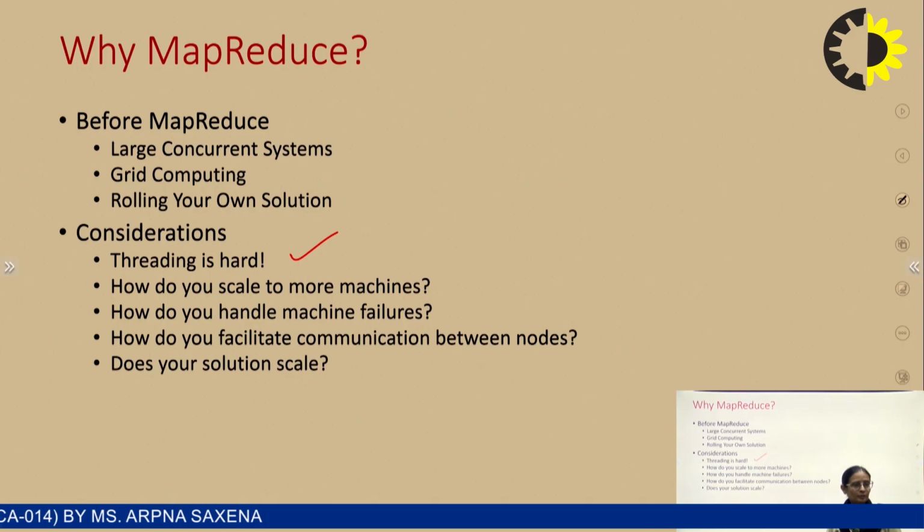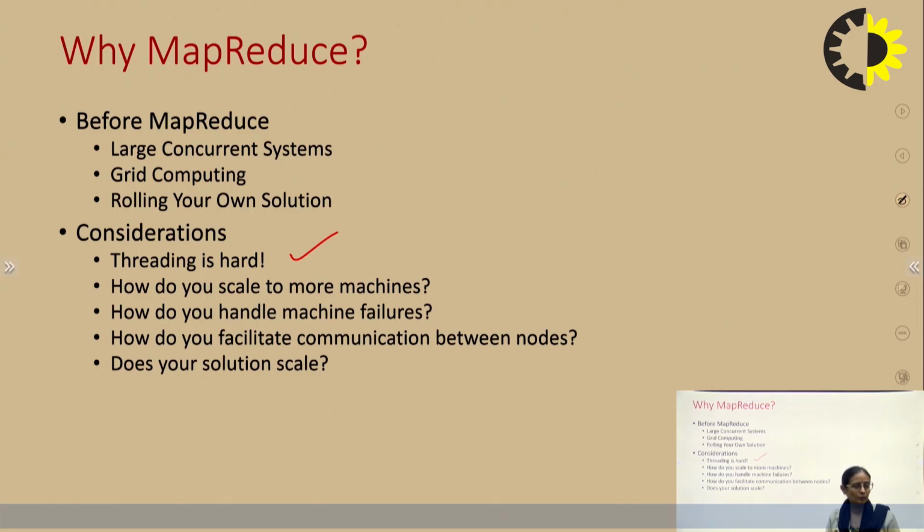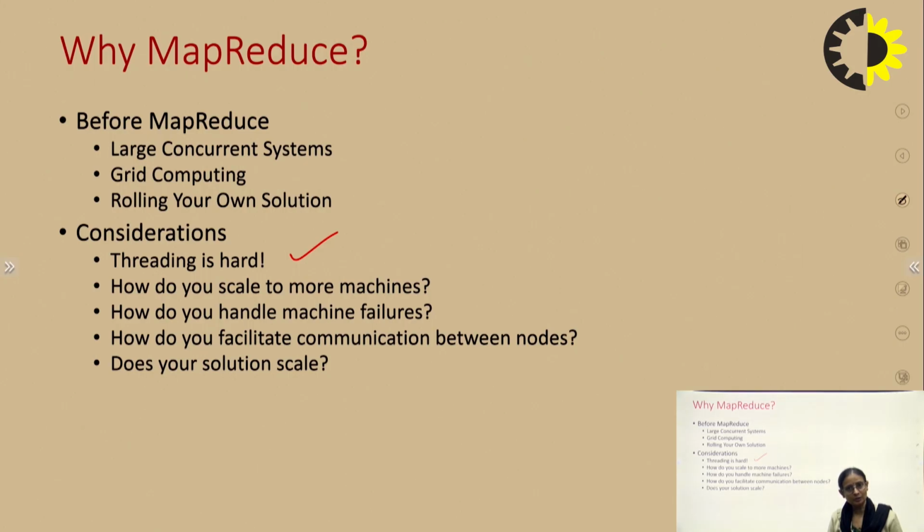How do you handle machine failures? If one of the nodes fails, then what is the overall impact on the system? How do you facilitate communication between the nodes? If two nodes want to interact with each other, how will you handle that communication? Is your solution scalable? So these are the various questions, or you could say challenges, which come up if we are using the concepts before MapReduce.